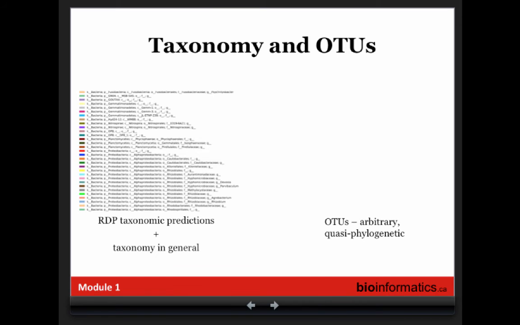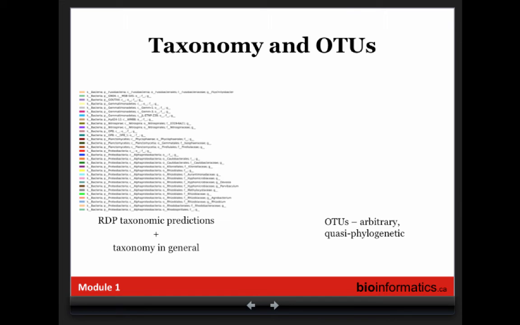OTUs is sort of an attempt to address this issue. Evolutionary theory predicts that more similar sequences are likely to result in more similar functions and in a closer phylogenetic relationship. So OTUs, it's arbitrary in the sense that you can define the cutoff arbitrarily, but once you define a cutoff, say 97%, then at least you know the group of organisms in that cluster differ by an average of 3% in that group. And again, you don't know functionally if that's a good cutoff or not.